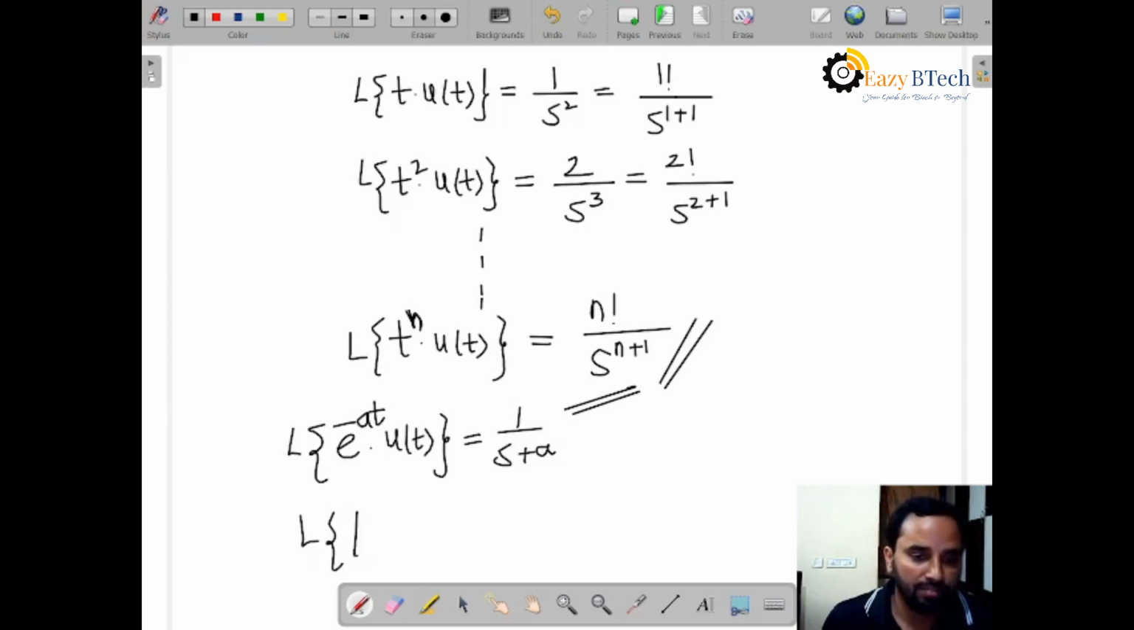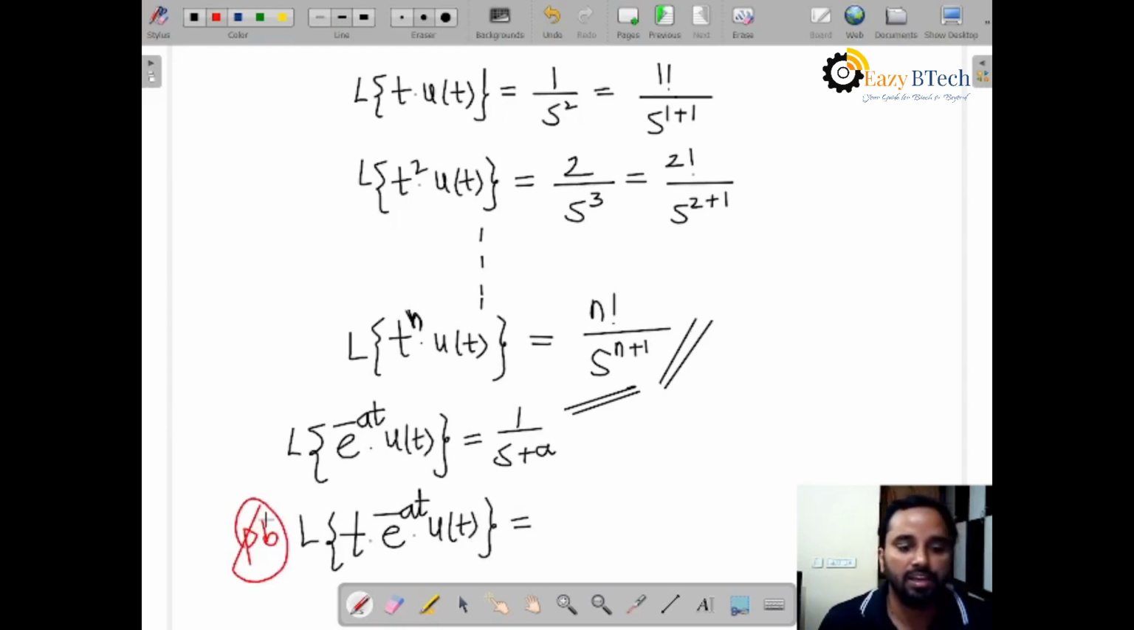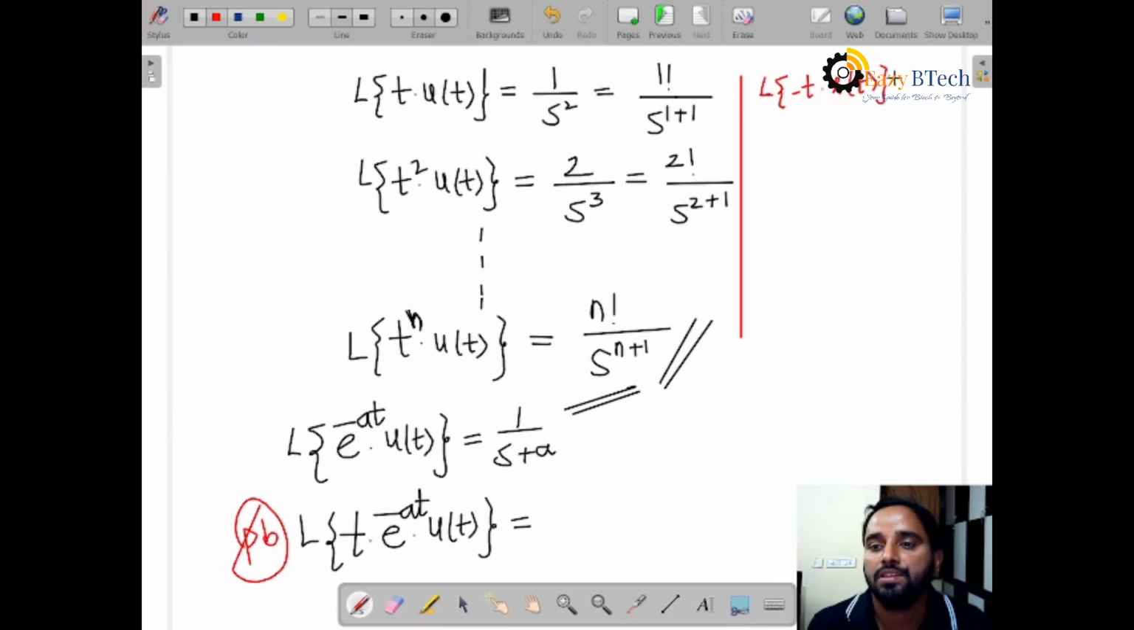Then what is the Laplace transform of t into e power minus a t u of t? How to get it? We can do it easily using the differentiation property, differentiation in the s domain. We know that the Laplace transform of minus t x of t is equal to d by ds of x of s.